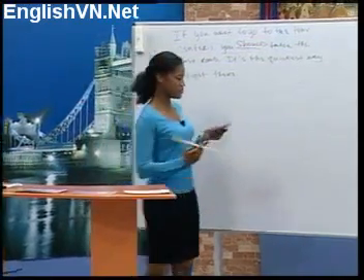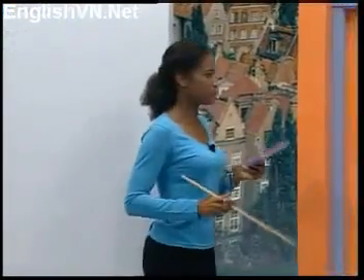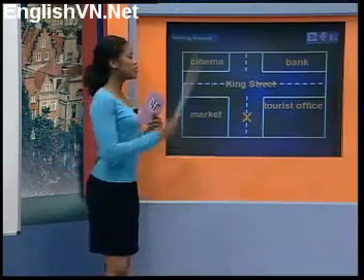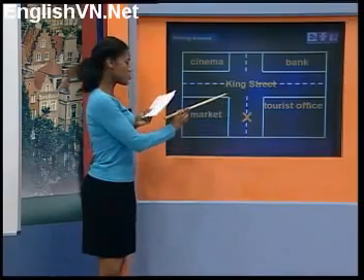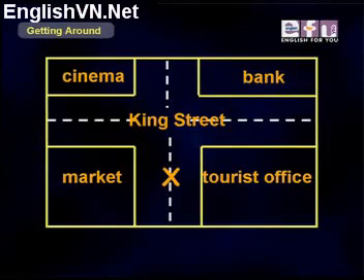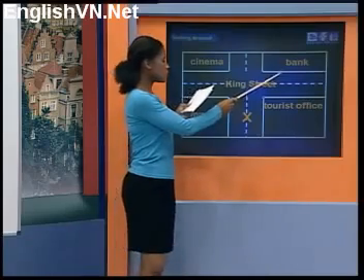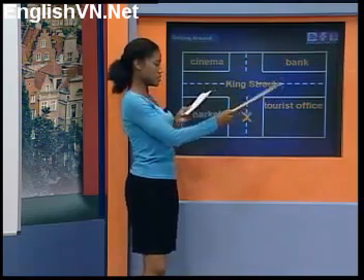Okay, now let's talk about how to ask and give directions to someone. Imagine that you are standing at X and you are giving directions to someone who wants to go to the bank. So you tell them how to get there like this. Walk along the street until you reach King Street. You should turn right on King Street and walk along the street until you see the tourist office, and the bank is opposite the tourist office.